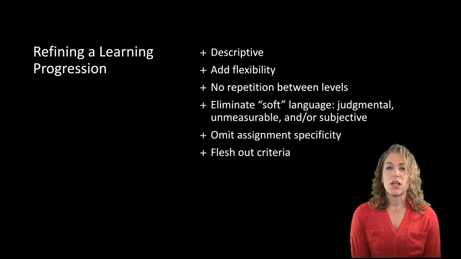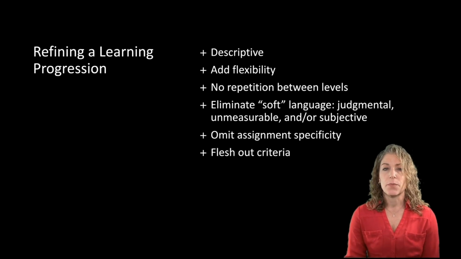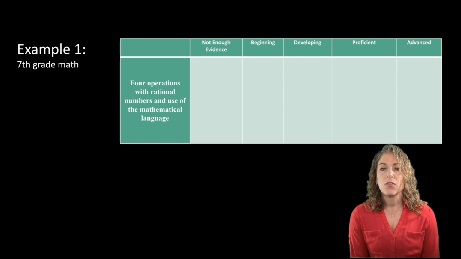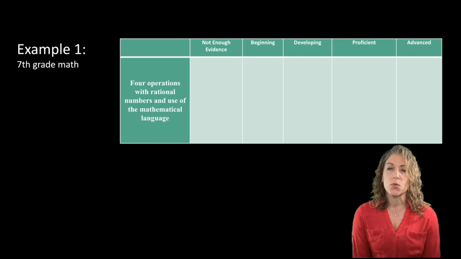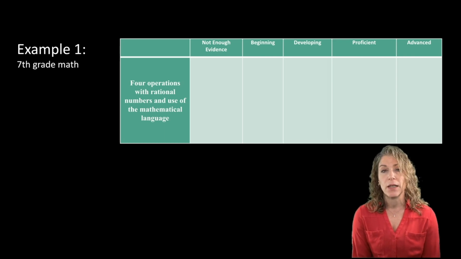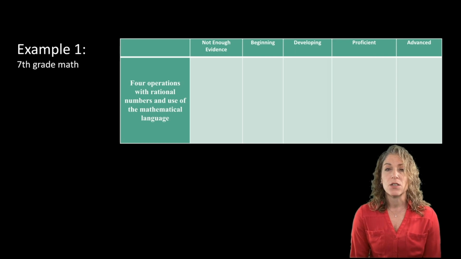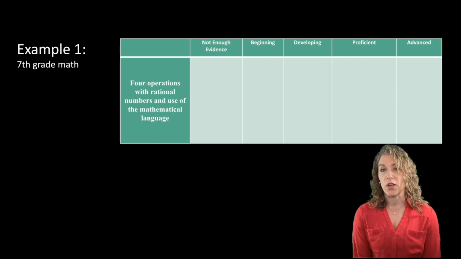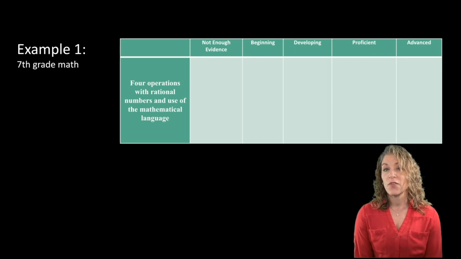It'll be easier to understand by examining a specific example. A 7th grade math teacher designed a rubric to assess the ability to solve problems with 4 operations with rational numbers and to use mathematical language. One of their practices is going to be shown here in its first draft form. Let's see if we can refine it using the 6 points that I just described.